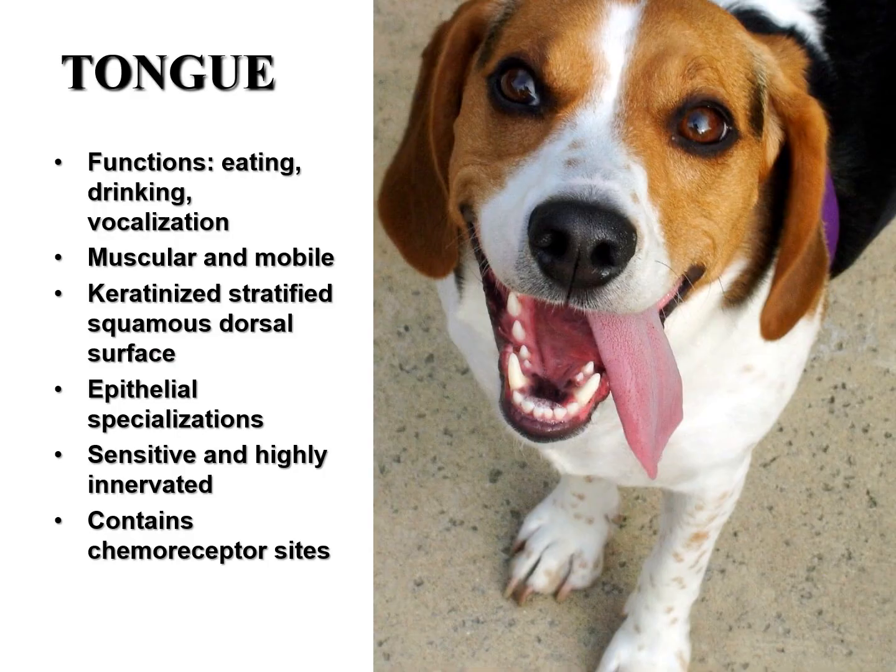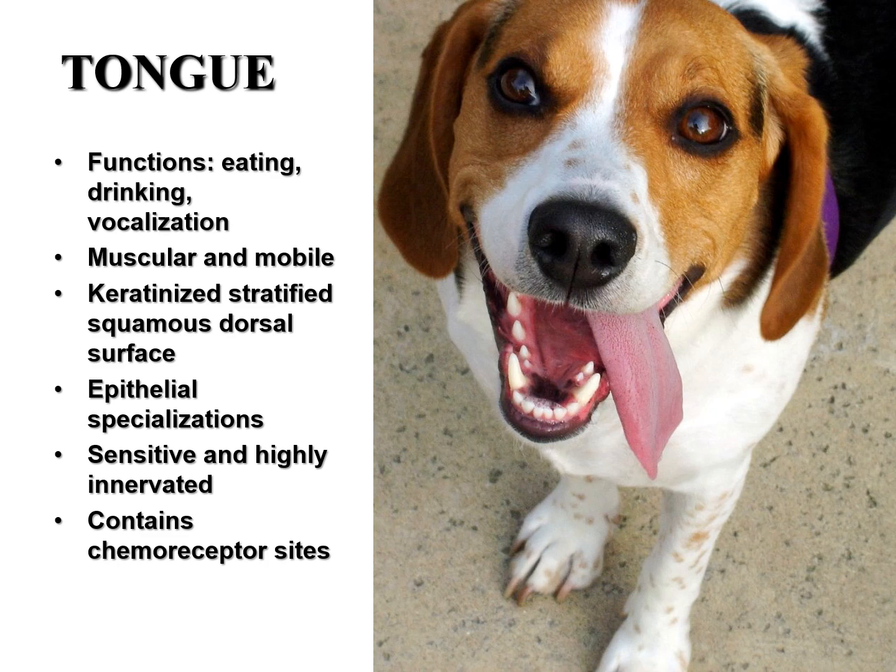Then we have the tongue. The tongue has very important functions in eating, drinking, and vocalization, and usually this organ is composed of muscle, and it is very mobile, can move a lot in different orientations. The tongue has a dorsal surface and a ventral surface, and usually the dorsal surface is mostly keratinized stratified squamous epithelium, whereas the ventral portion will be thin keratinized stratified squamous epithelium. The tongue is sensitive and highly innervated, and there's a lot of blood supply in the tongue.